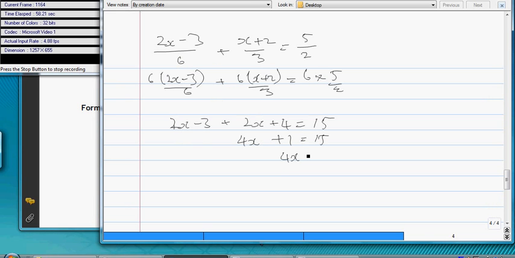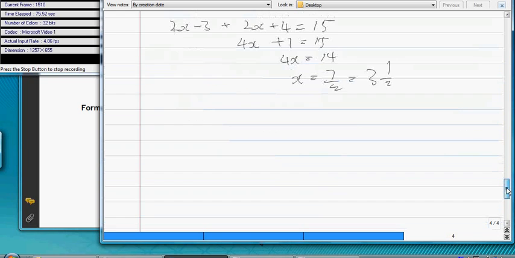So 4x is equal to 14. So x is equal to 7 over 2, or 3.5. And we could feed this in up to here, and we should get that answer. Okay. Then the next one I think is fairly straightforward.